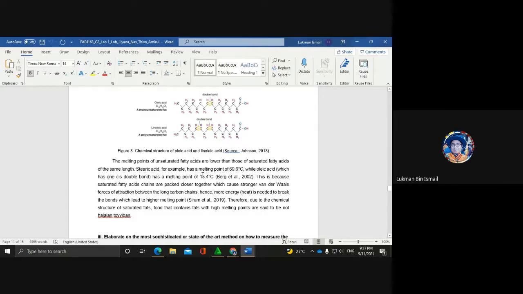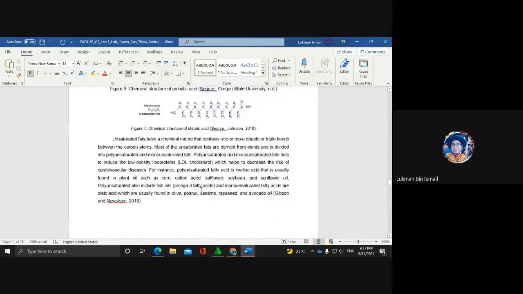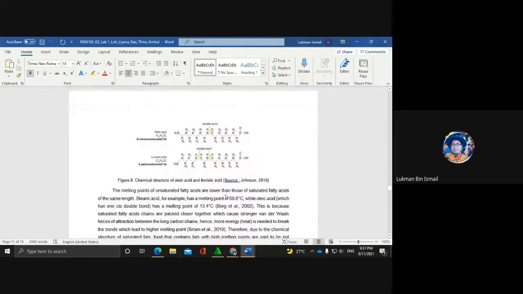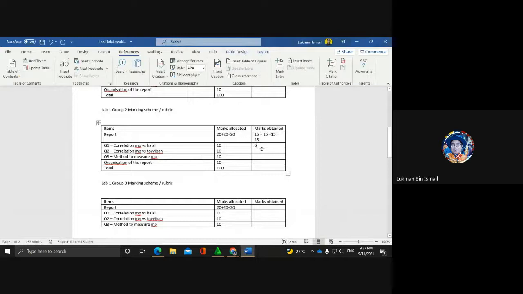So as a consumer, you will buy oil that has a lower melting point. That should be the conclusion. So I can accept this answer, but not a full mark lah, definitely. So I can give 8 for this.